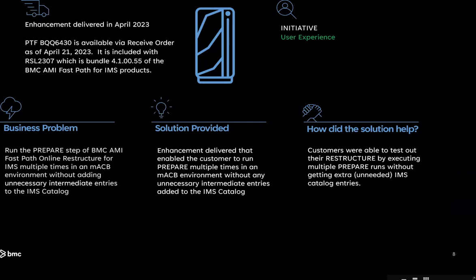You as a customer are supposed to run the prepare step multiple times in order to narrow down on the changes that the restructure step is going to apply to the actual FastPath database, right? So if you run it 20 times and we are adding 20 unnecessary entries, that's not good, right? So the customer told us about that, and we stopped doing that.